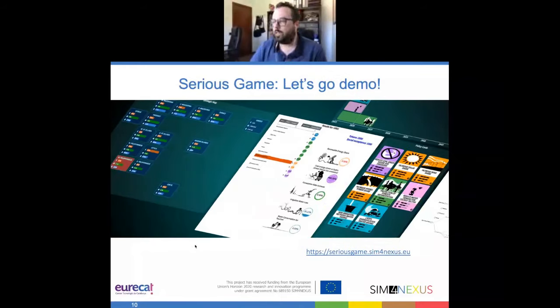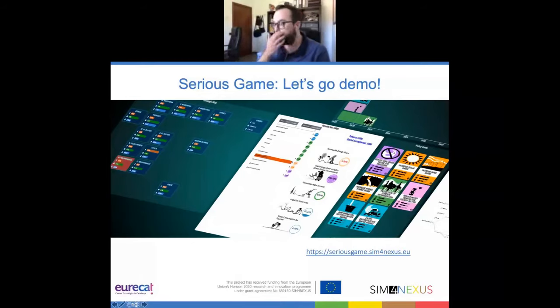Obviously we don't have time to play the game, but we've also put here the URL so that you can check it and play it. Please do it because it's really nice. And in here you can see the policy cards on the right. These policy cards can be dragged into the timeline, in the top right corner, and then you can see which policies are implemented and which not.